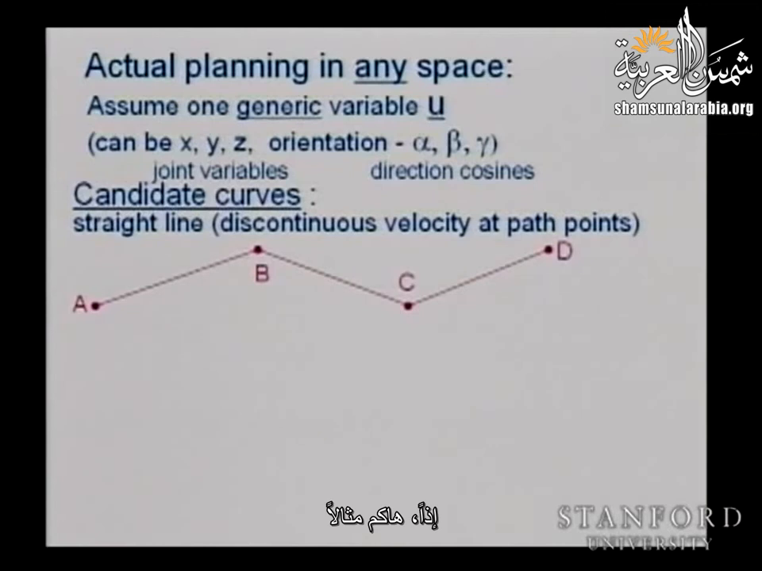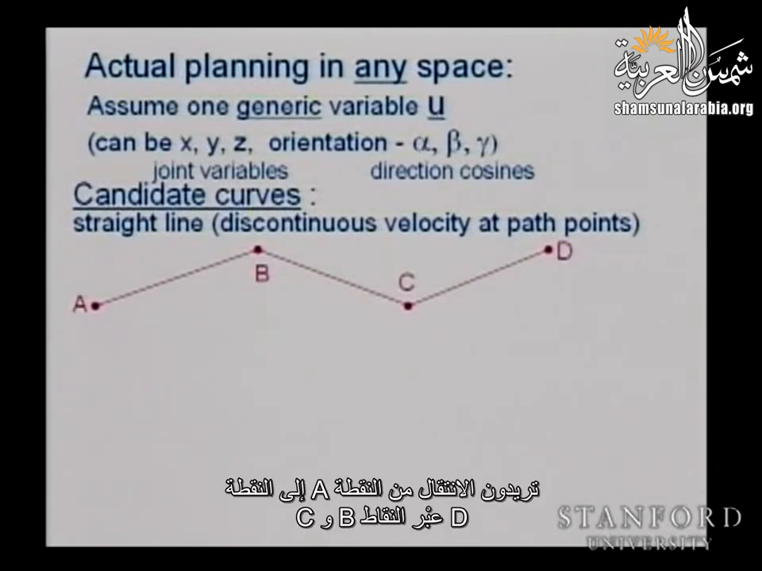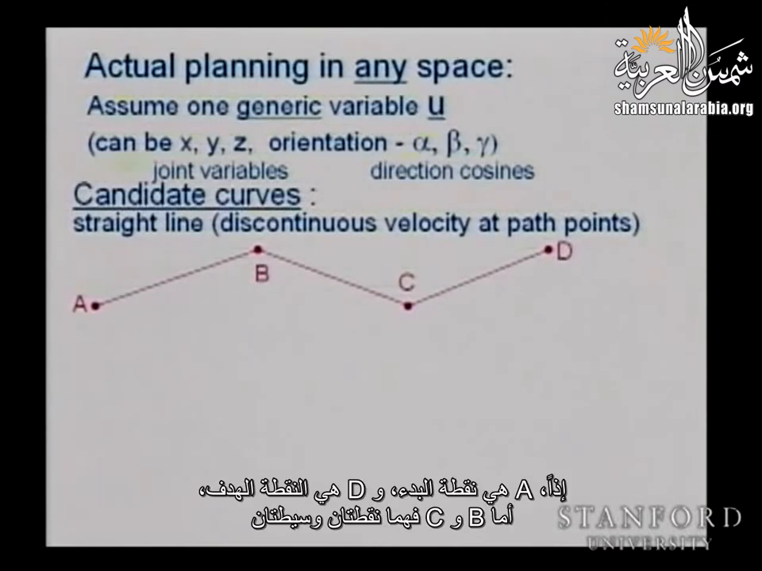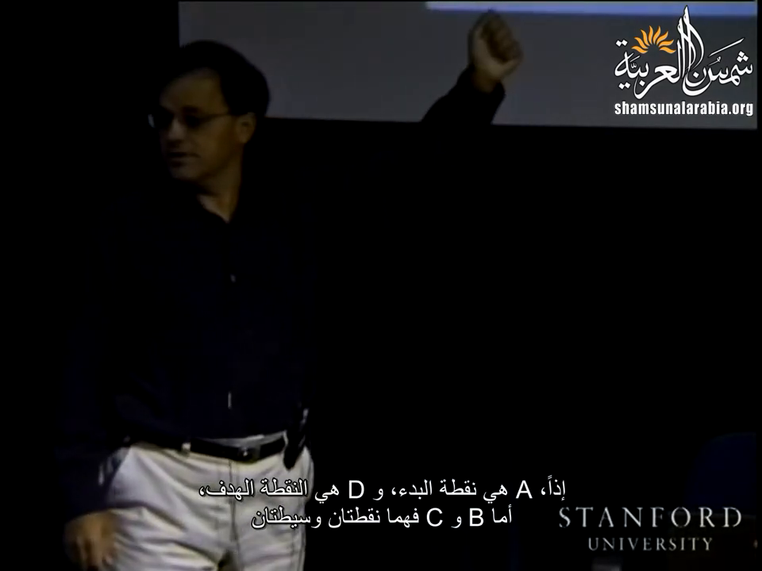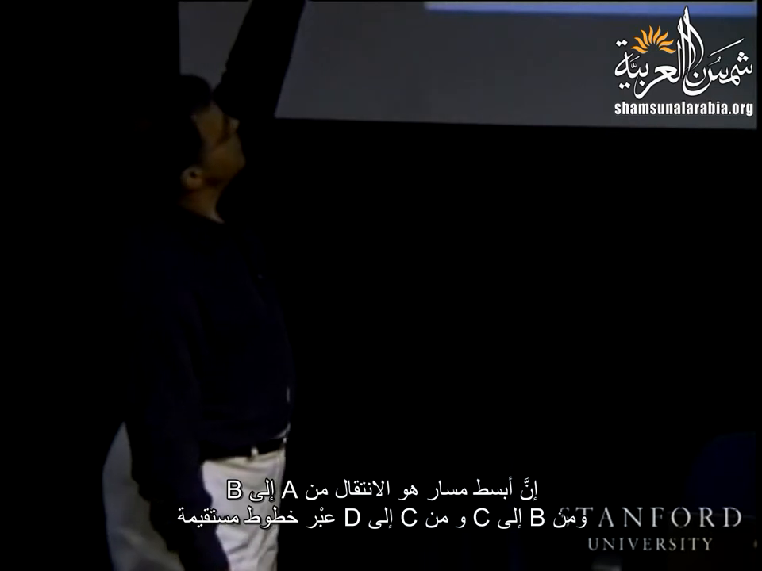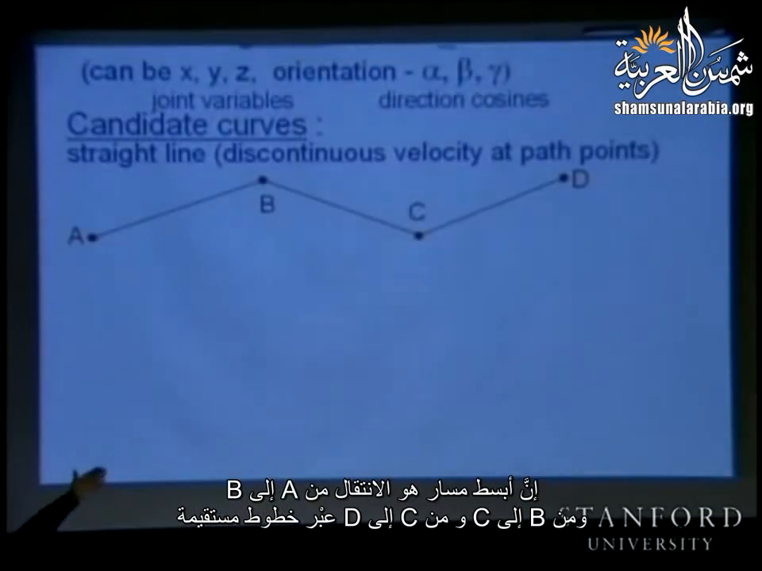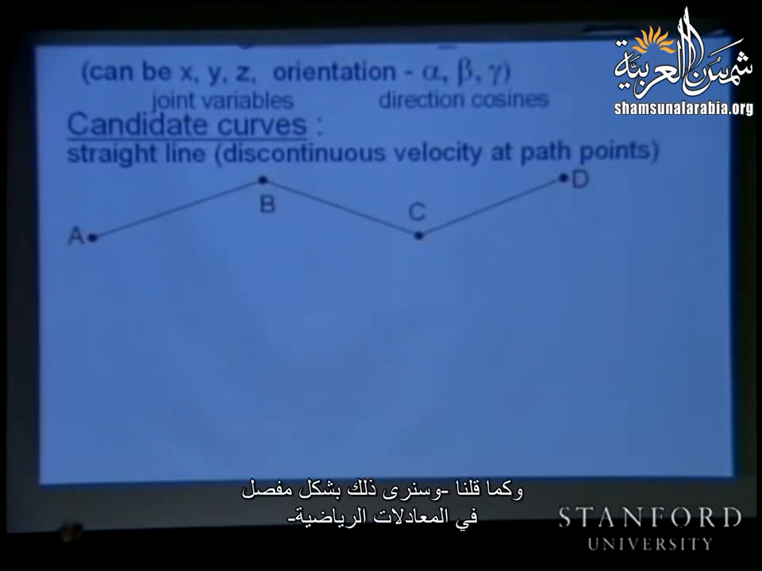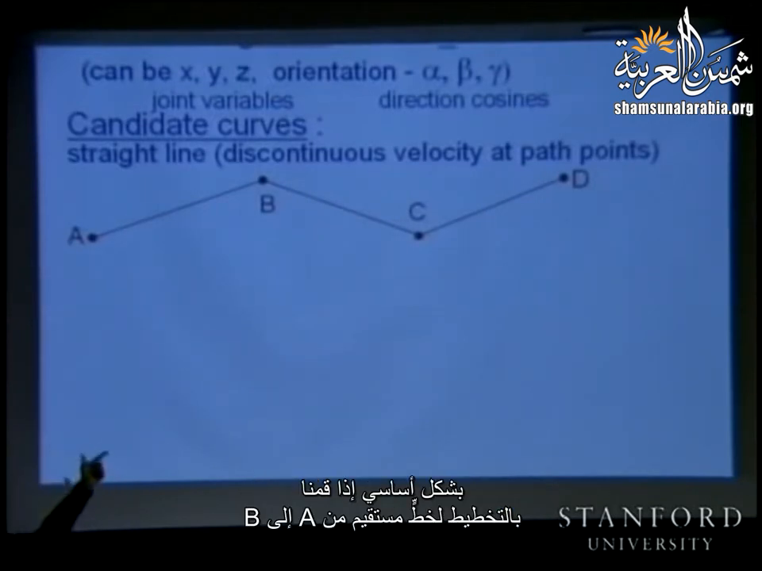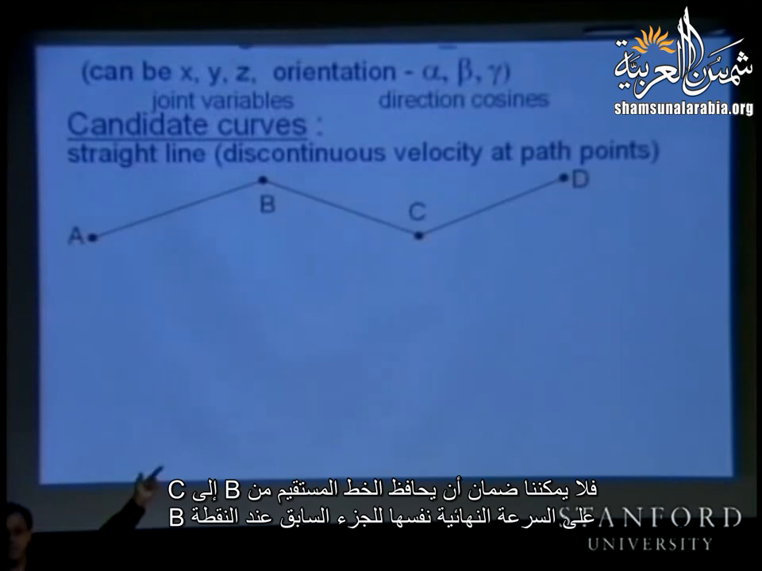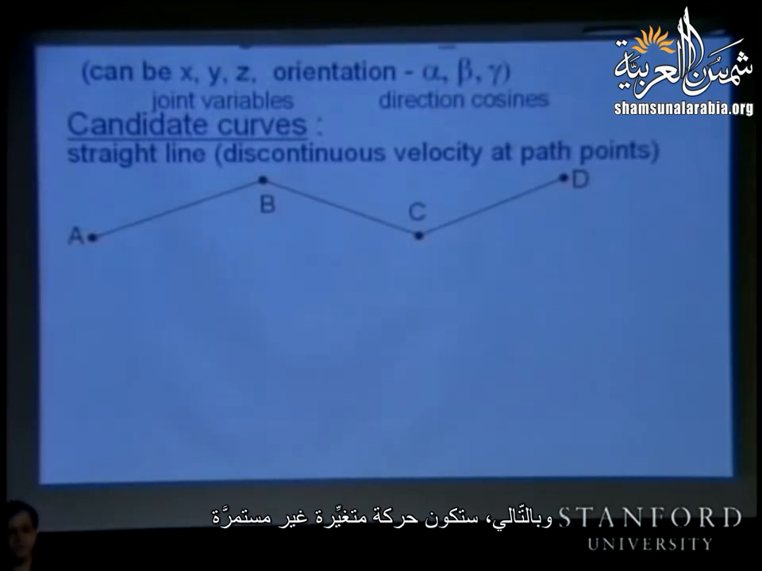So here is an example. You want to go from point A to point D via points B and C. A is the initial point, D is the target point, and B and C are intermediate points. The simplest trajectory is we go from A to B, B to C, C to D along straight lines. As we'll see in the formulas in more detail, if we plan a straight line from A to B, we can't guarantee that the straight line from B to C will have the same velocity at point B as the ending velocity of the previous segment. So it's going to be a discontinuous, jerky motion.